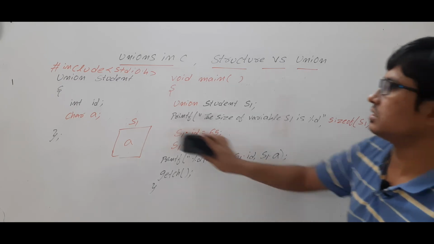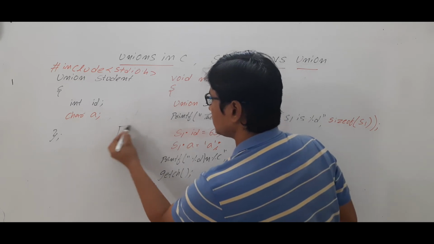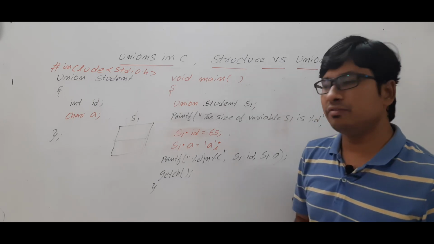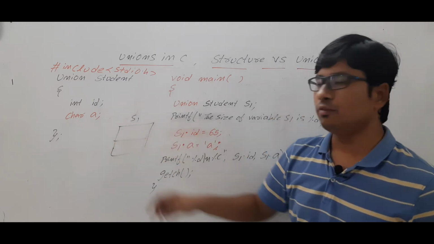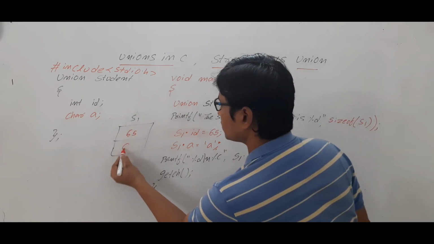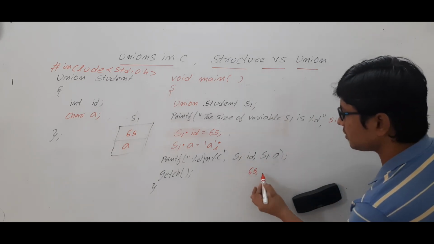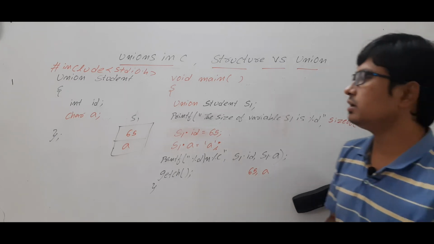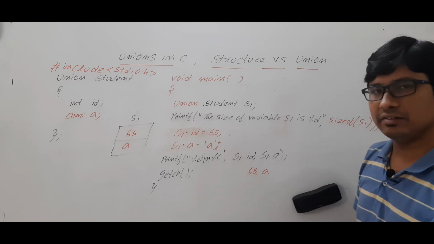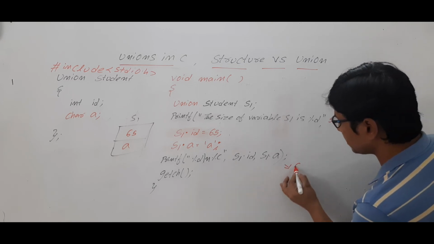If it is a structure, then what would have been printed as output? If it is a structure, you know that for the id 4 bytes of memory will be allocated, and for the character a, 1 byte of memory will be allocated. So 65 will be stored here and then a will be stored here. In that case, the output will be 65 and a. But as it is a union, only 4 bytes of memory is allocated, so it will display 97 and a. So this program output will be 97 and a.